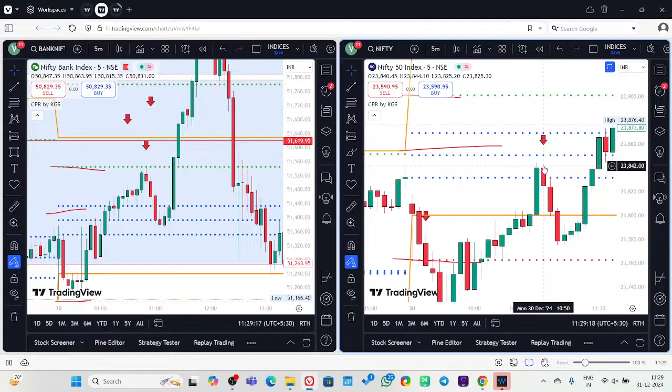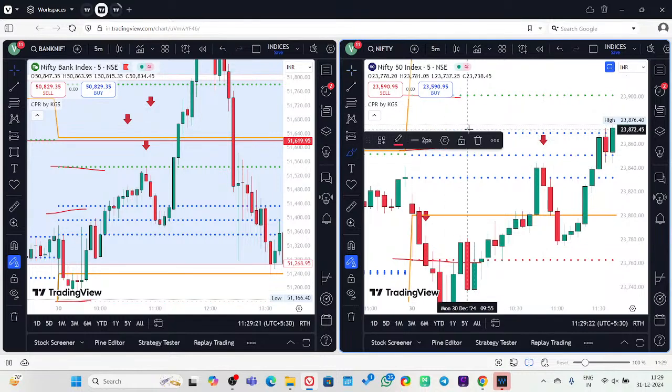We have to place our stop loss above the top CPR. You can also place your stop loss somewhere here, but I am not very much interested in placing my stop loss here. I always prefer to place my stop loss above the CPR if I want it to be bearish, or below the CPR if I want it to be bullish.